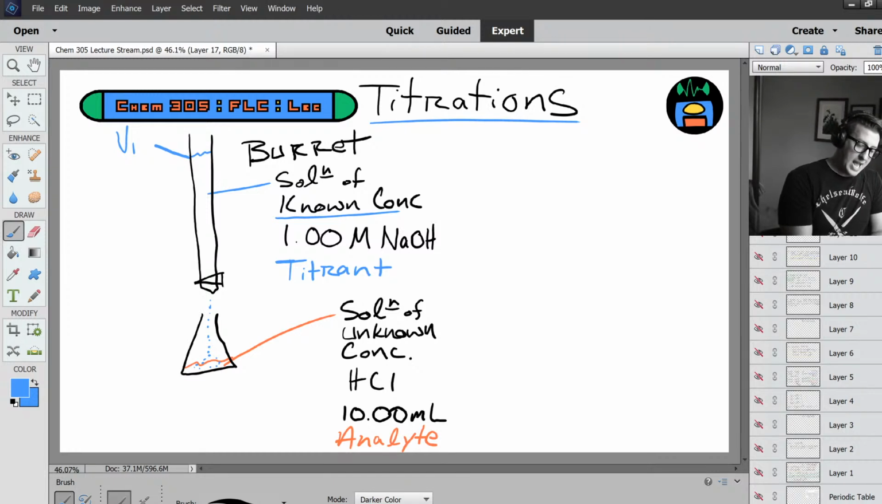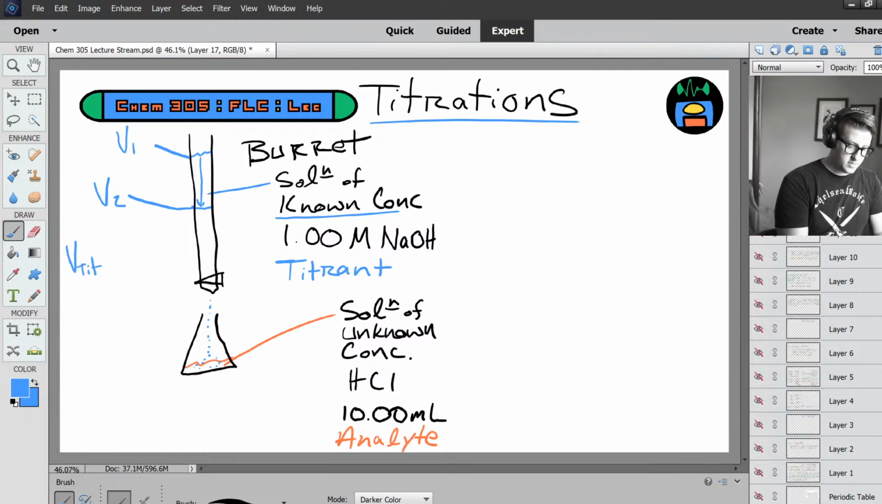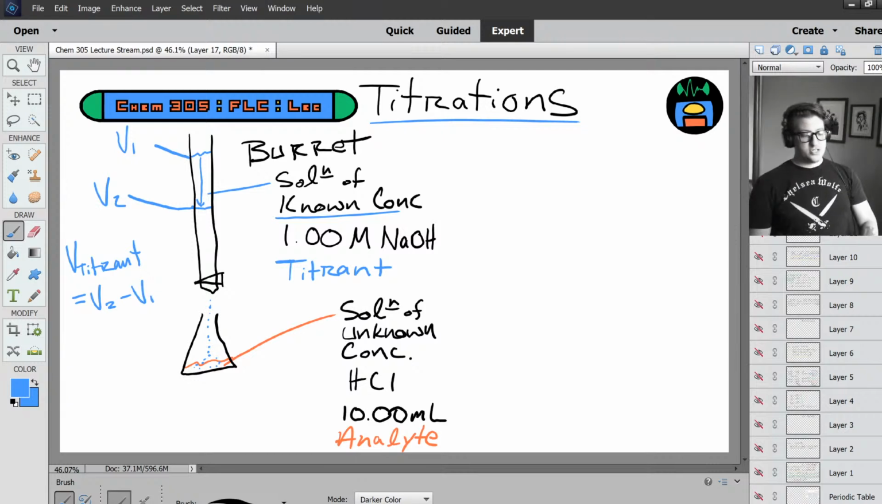All right, so you add until you see that color change, and you measure your second volume. So you drain off the titrant until the reaction's complete, and then the volume of your titrant equals your final volume minus your initial. So you use the volume of titrant delivered in this experiment.